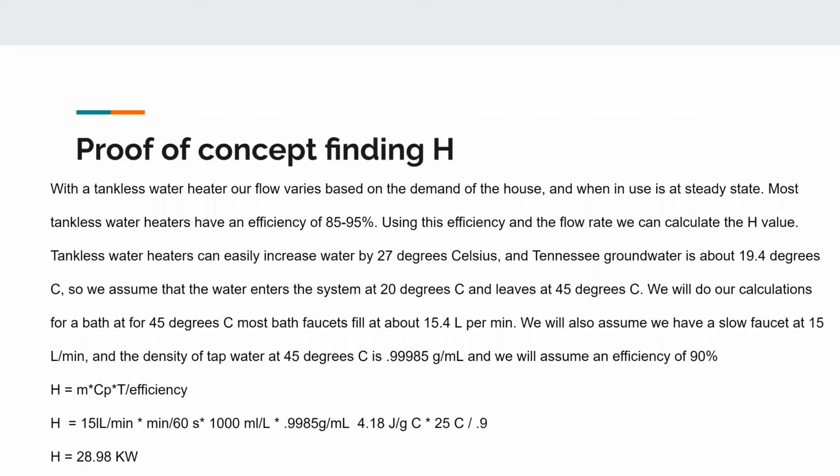And the density of tap water at 45 degrees Celsius is 0.99985 grams per milliliter. Assuming an efficiency of 95%, we've done the calculations below. After our calculations, we found H to be 29.98 kilowatts for heating up a bathtub.